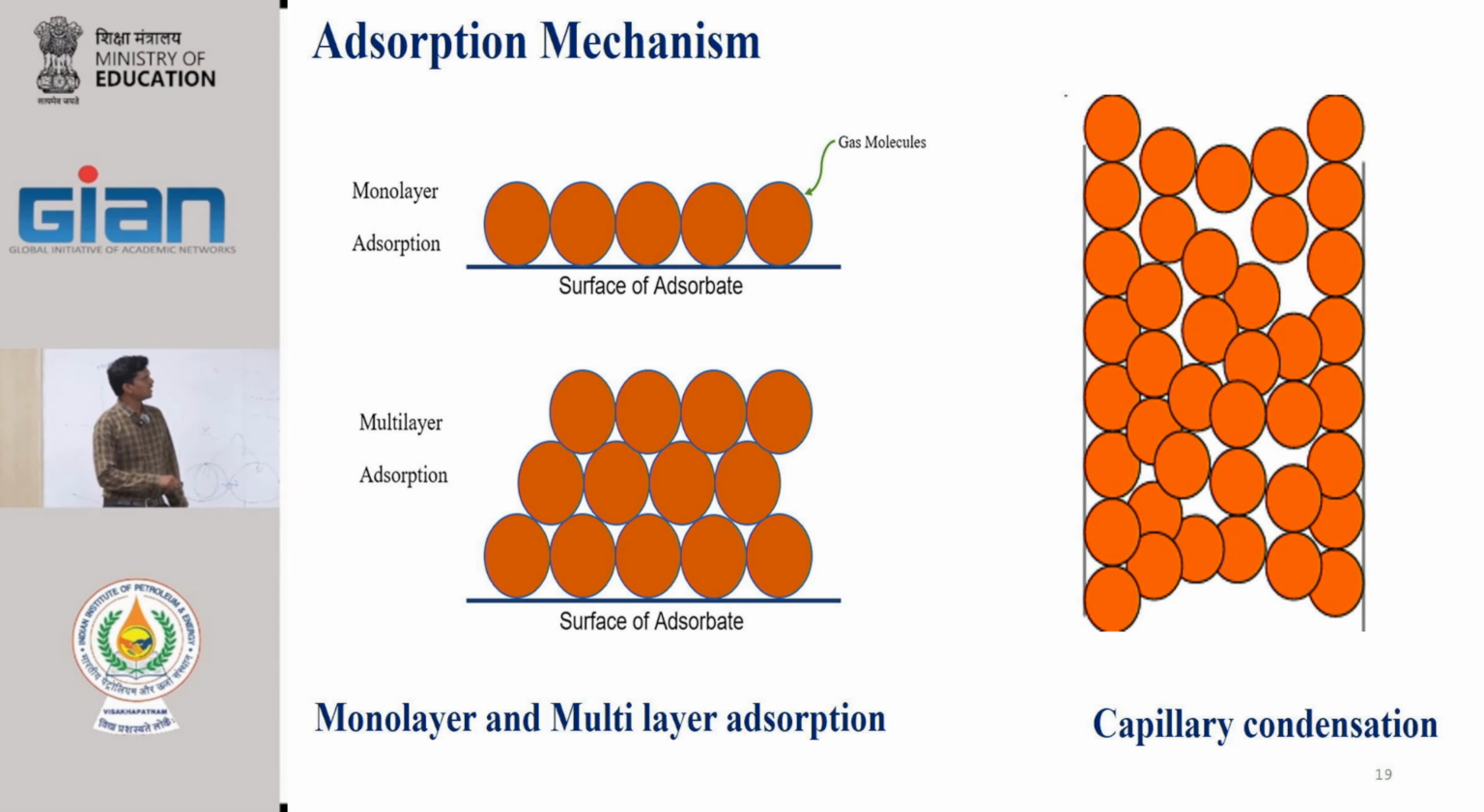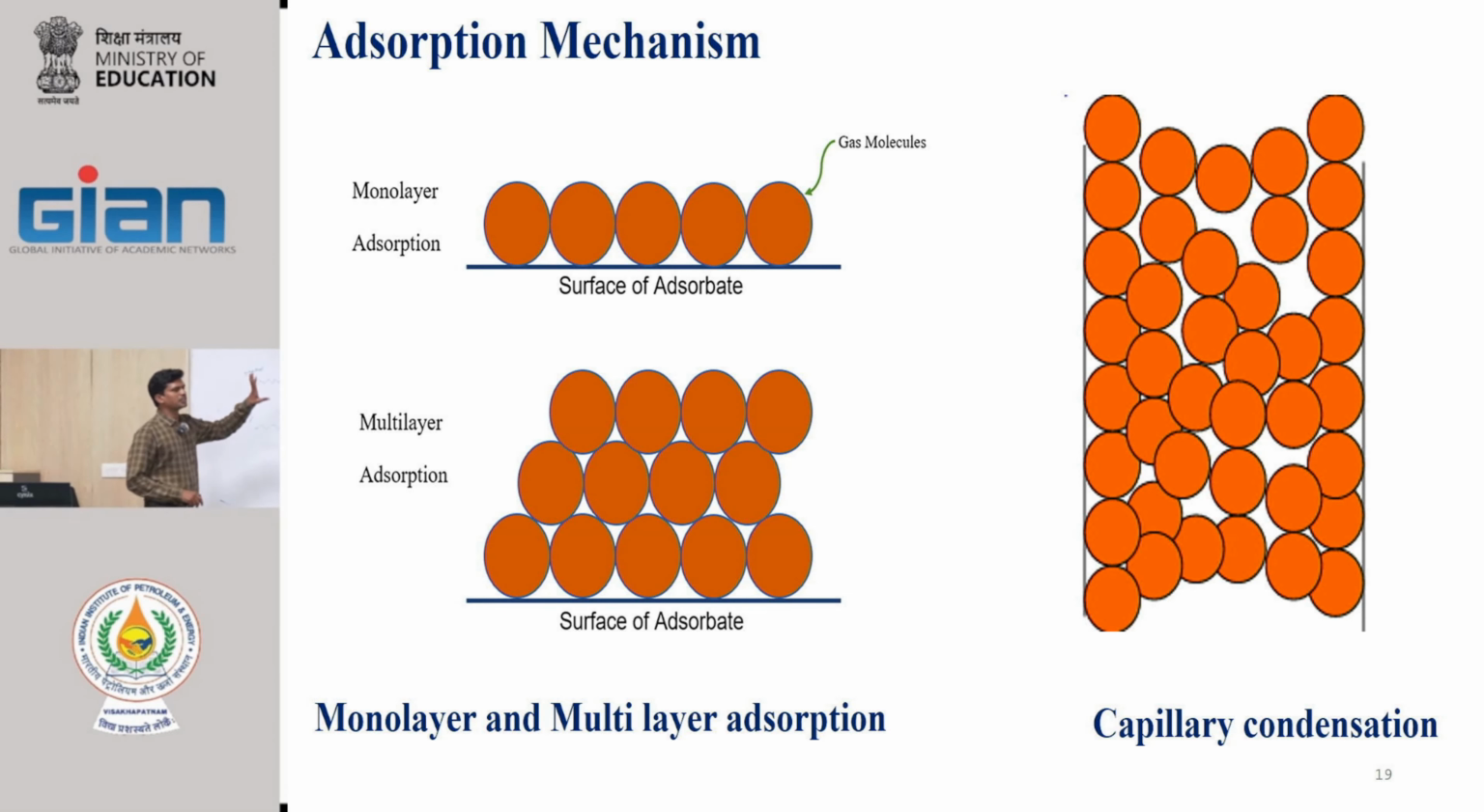The last one we talk about is capillary condensation. This happens in a pore. For example, you see this is a surface here. Here monolayer adsorption happens, on top of which the second layer of adsorption happens. Then the pore becomes small, where the gas molecules condense and form a liquid. This is called capillary condensation. This is the third type of mechanism that can happen in any adsorption process.